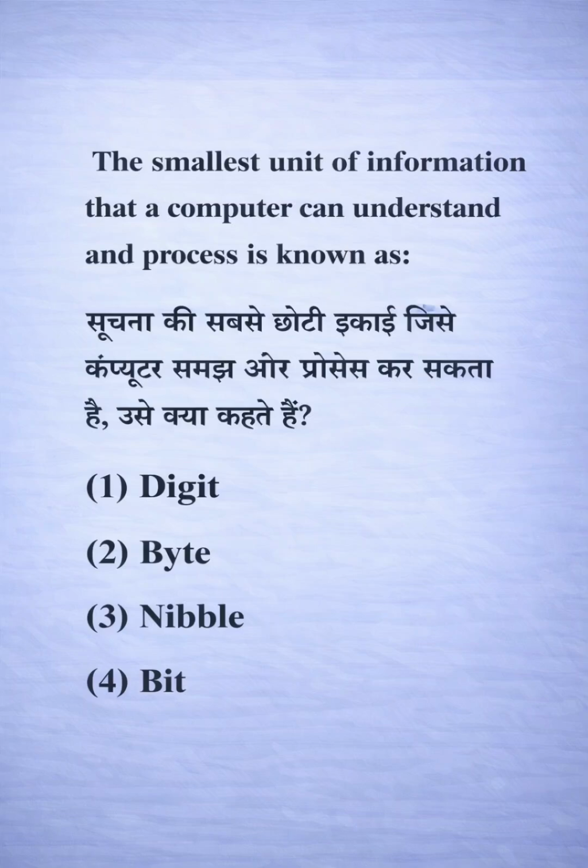Smallest unit of information that a computer can understand and process is known as what? Options are digit, byte, table, bit. Now you think for a moment. So what should be the correct answer? The correct answer is bit. A bit is the smallest unit of data in a computer. It can have only two values, 0 or 1. All information in a computer is finally stored using bits. So the correct answer is bit.